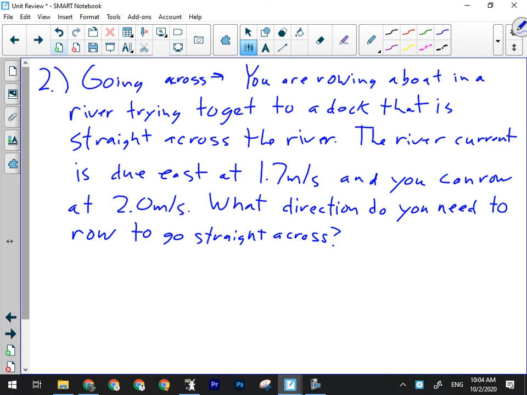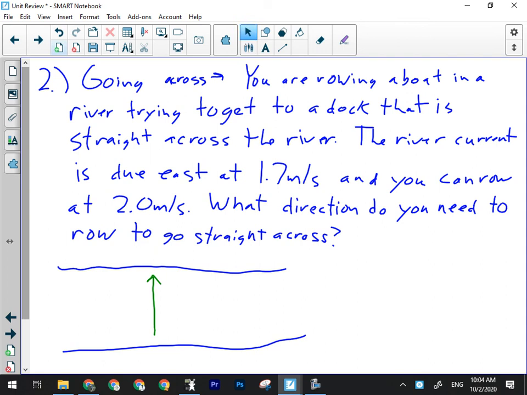So for this one, we have our river, and we know that we want to end up with our resultant doing this. Doesn't matter how big it is, the question doesn't care about that. It just asks about the direction. That's what I want to end up doing.